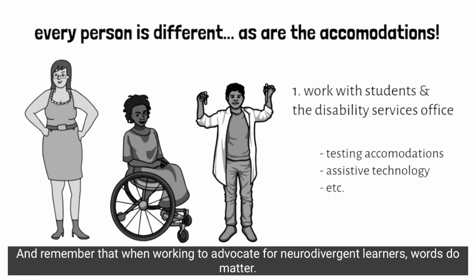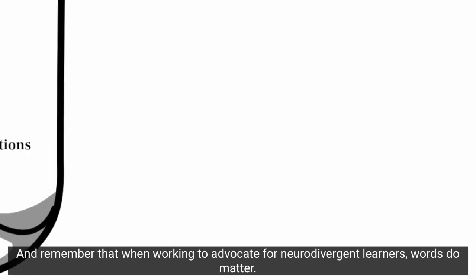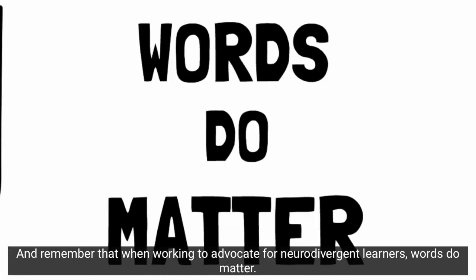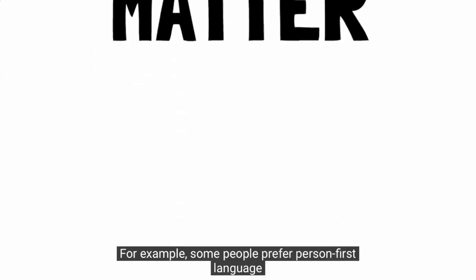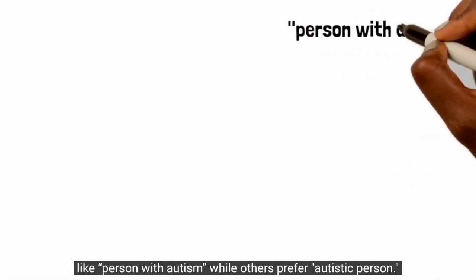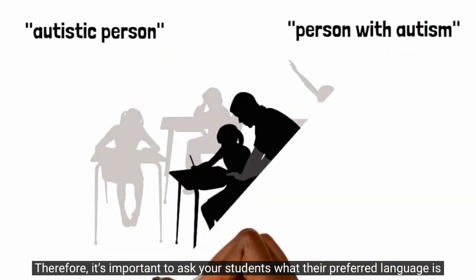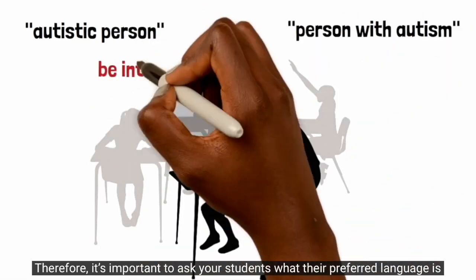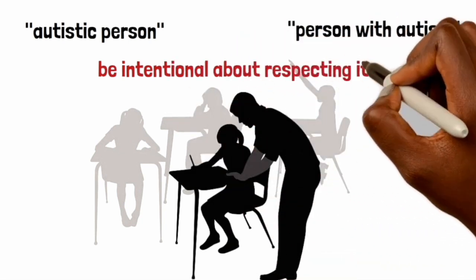And remember that when working to advocate for neurodivergent learners, words do matter. For example, some people prefer person-first language, like person with autism, while others prefer autistic person. Therefore, it's important to ask your students what their preferred language is and be intentional about respecting it.